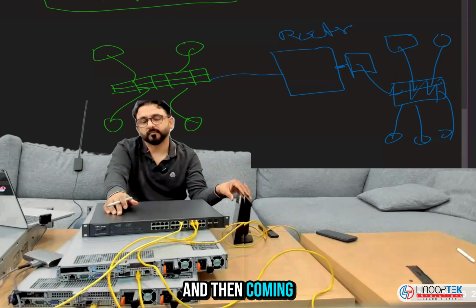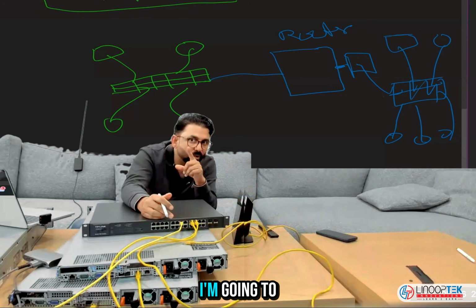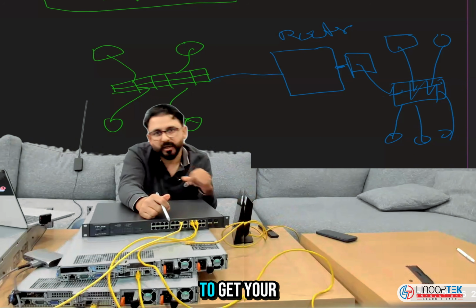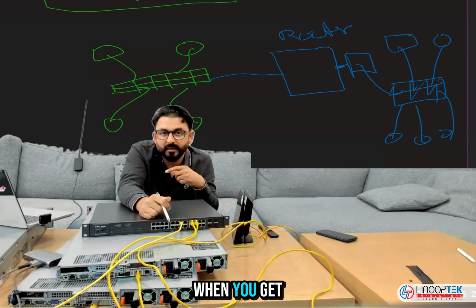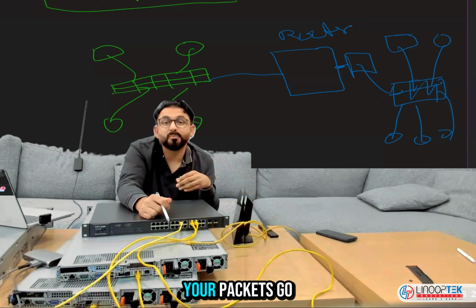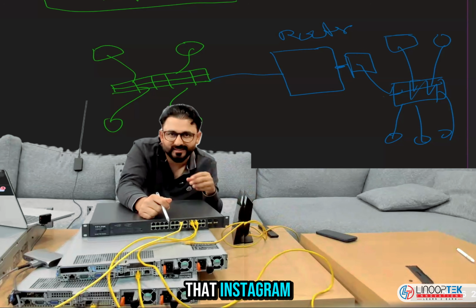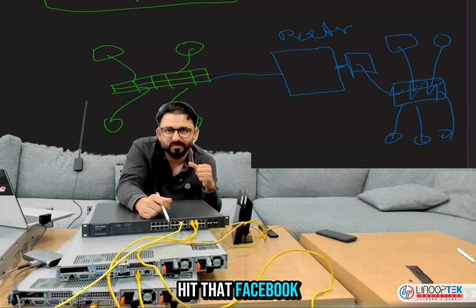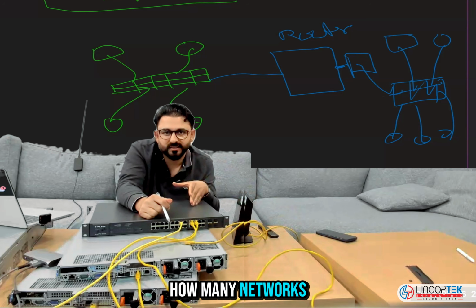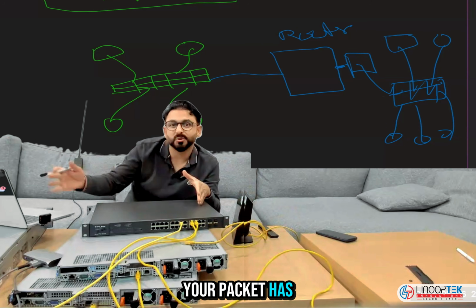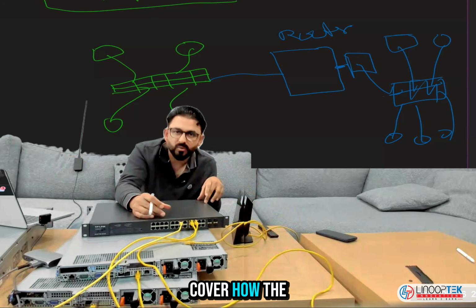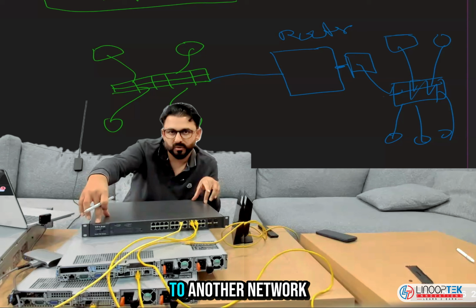And then coming on Saturday, I'm going to show you how many routers it takes you to get your dopamine daily when you get that social media dopamine. How many networks your packets go through before you hit that Instagram, or before you hit that Facebook page, or before you hit that TikTok. How many networks does your packet have to go through? We're going to cover this in next Saturday's class. And we're going to cover how the traffic goes from one network to another network.